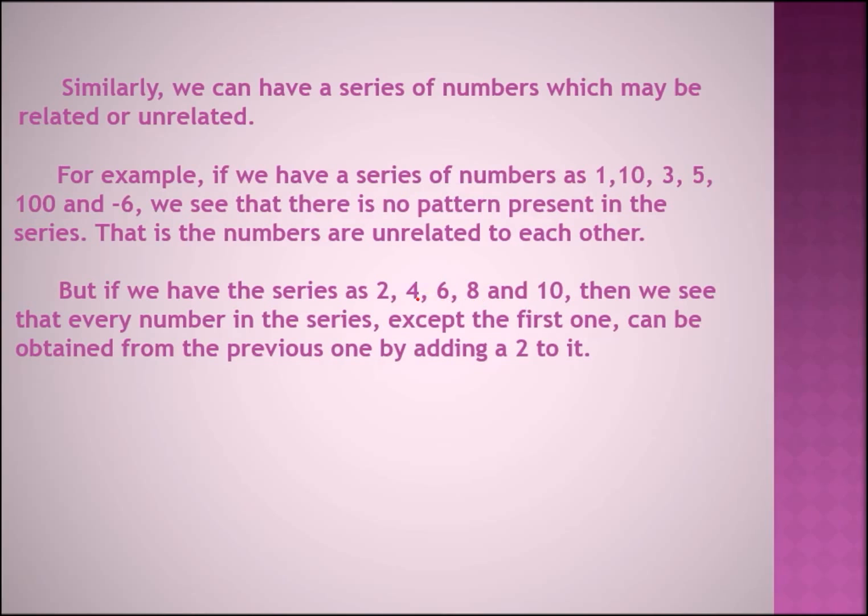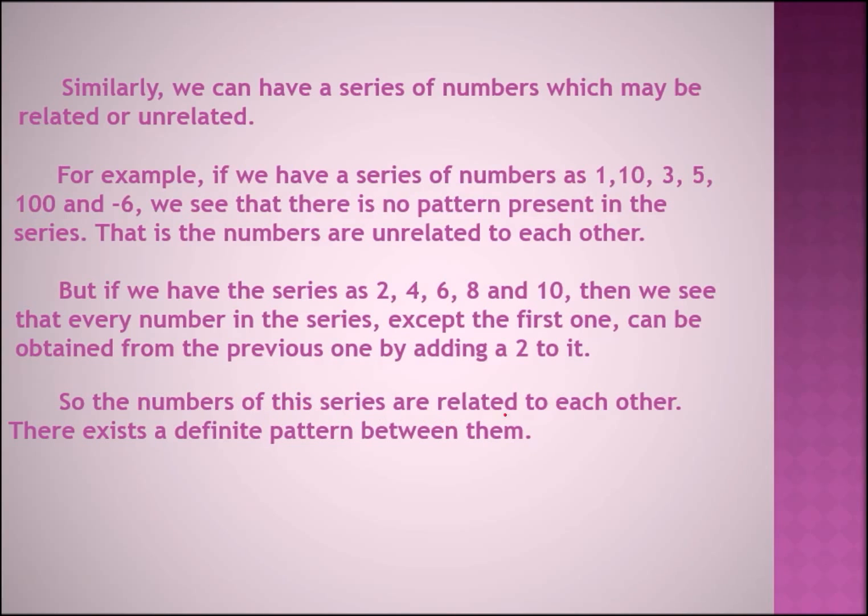This series cannot have any terms like 3, 5, 7. This is an even number series. This is a series containing 5 even numbers. So we know which numbers can be present in this series and which numbers cannot be present in this series. Because there's a definite law, there's a definite pattern in this series. So the numbers of this series are related to each other. There exists a definite pattern between them.